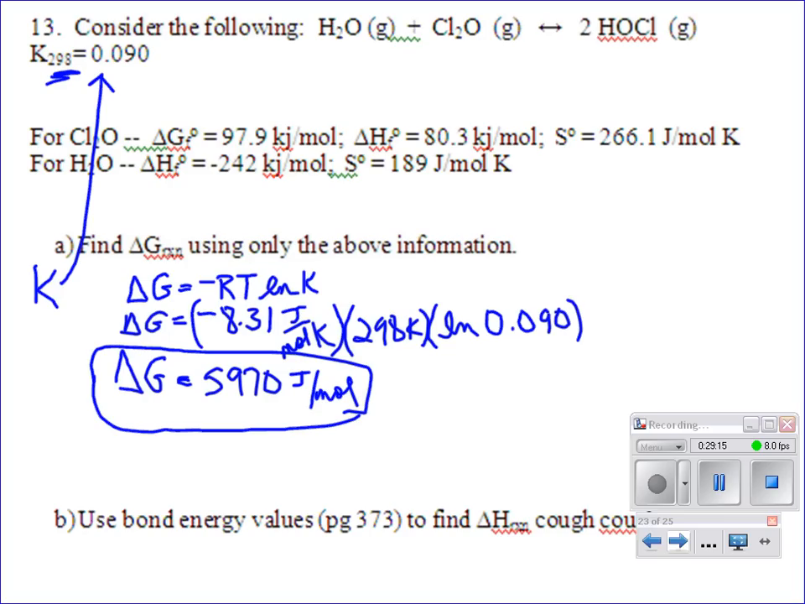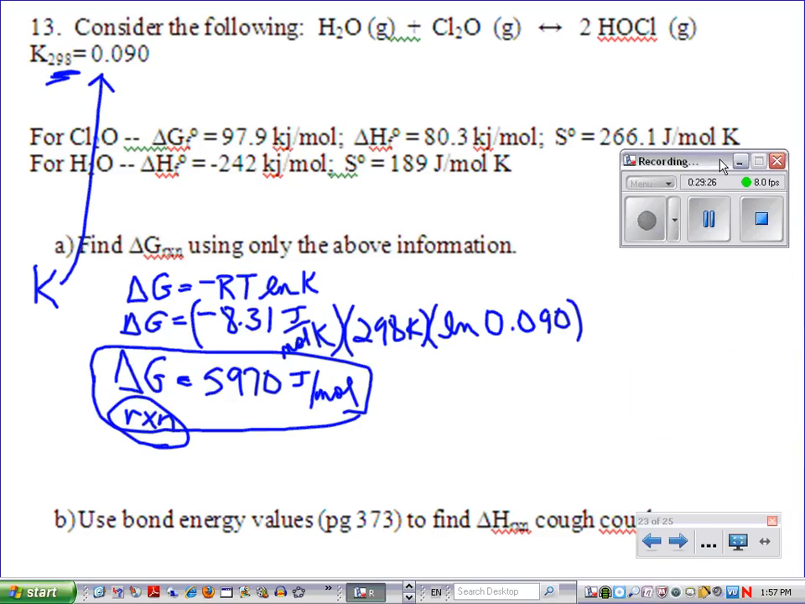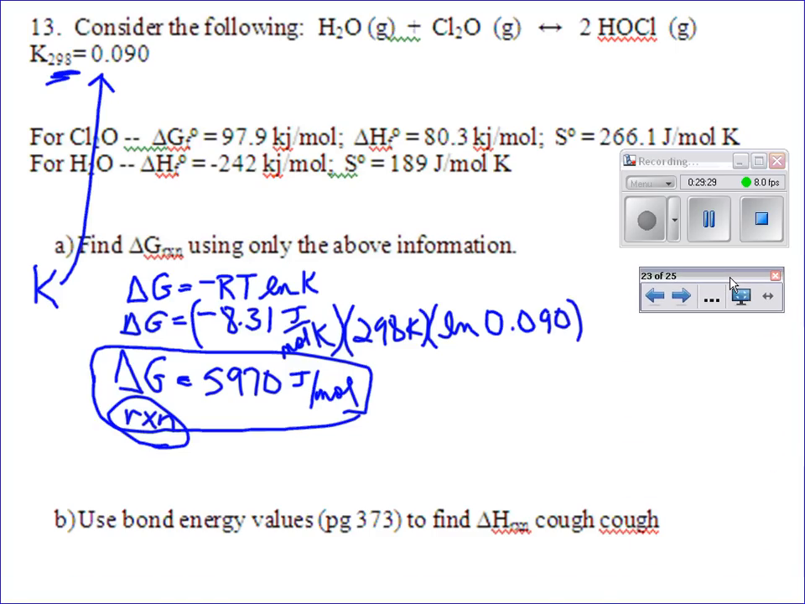Okay, so there's our delta G. Done. This is the delta G of the whole reaction above. Now it tells us to use bond energies to find our delta H of the whole reaction.